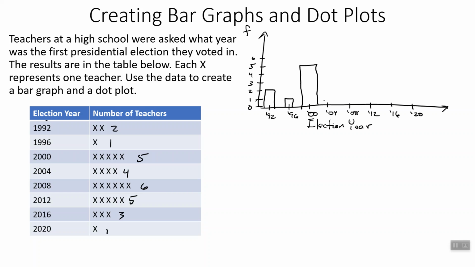So going up to 5. And then for 04, we've got 4 people. Notice the bars are spaced out. They're not touching each other. 08, we've got 6 people. So that's going to be our highest bar.